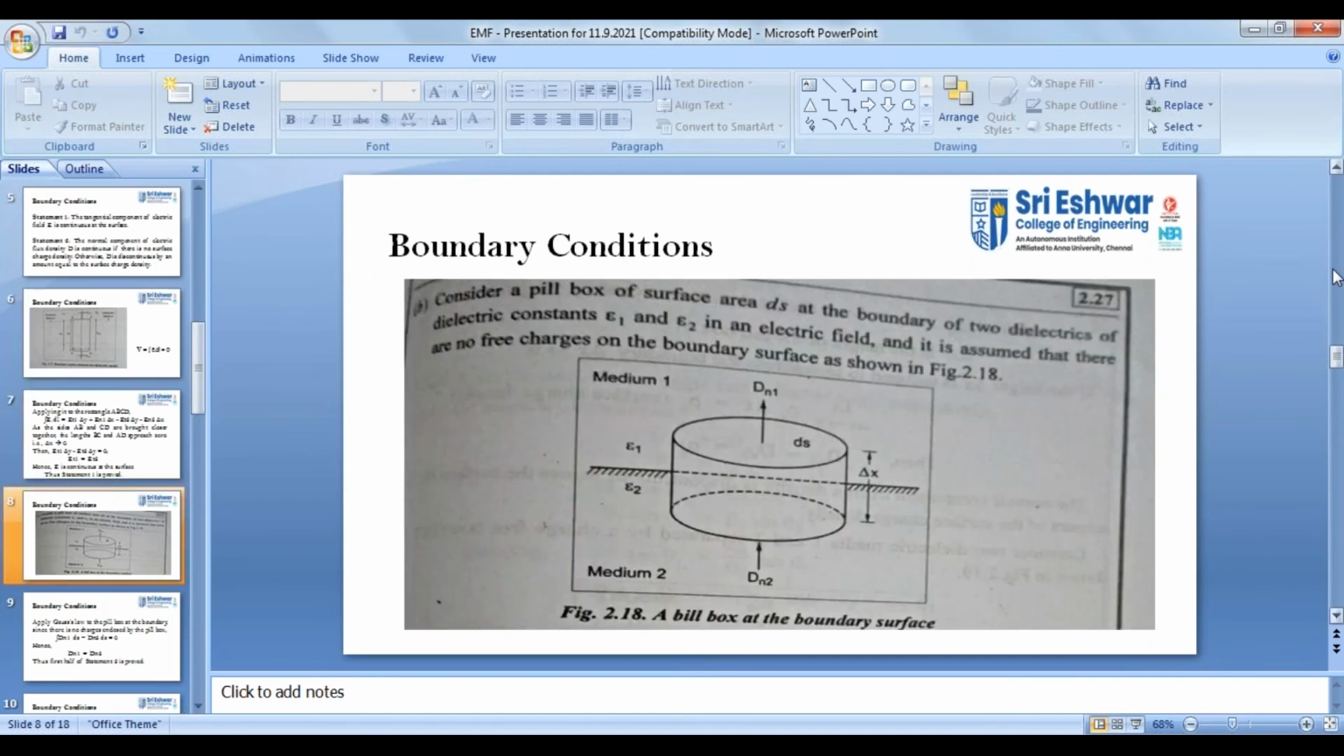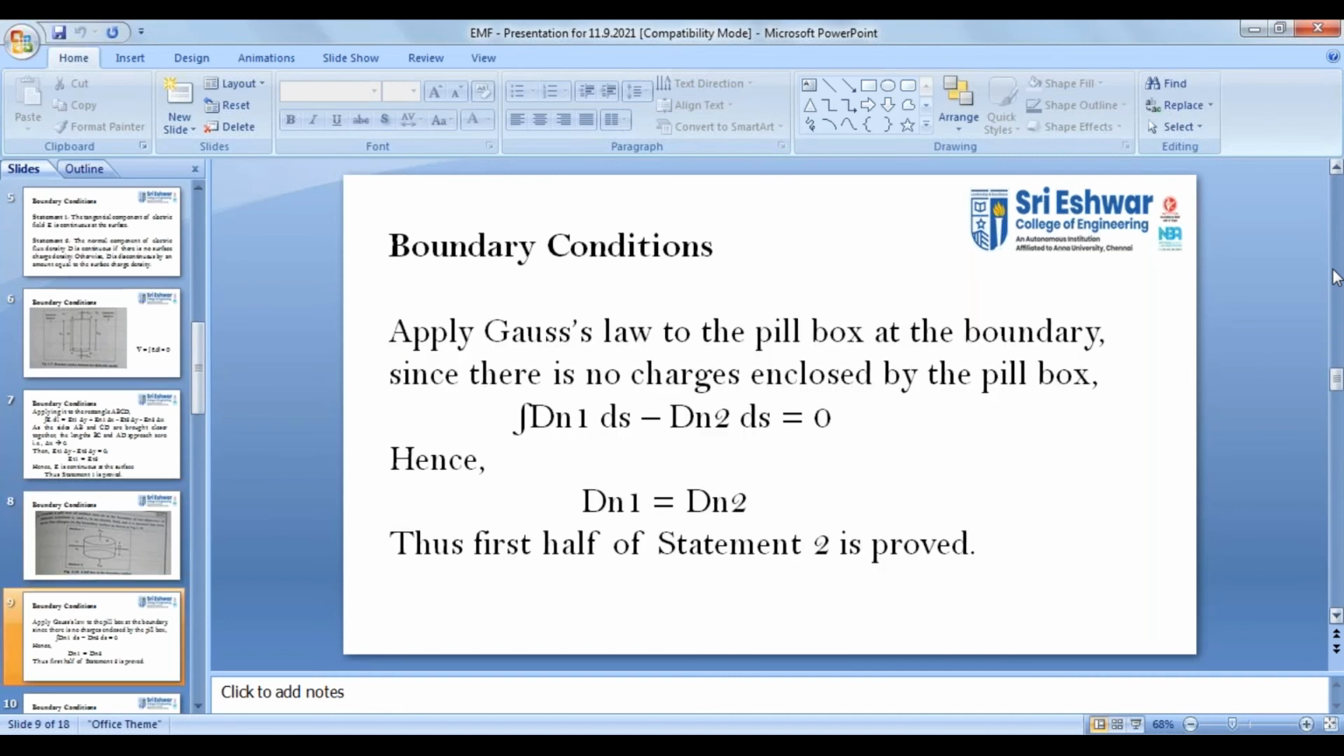Next I will go for statement 2. For that I am taking a pillbox arrangement like this: medium 1, medium 2, Dn1, Dn2, and del x is the height of the pillbox. I am applying Gauss law to the pillbox at the boundary. Since no charges are enclosed by the pillbox, Q will be equal to 0. So Dn1 equals Dn2. Thus the first half of statement 2 is proved.